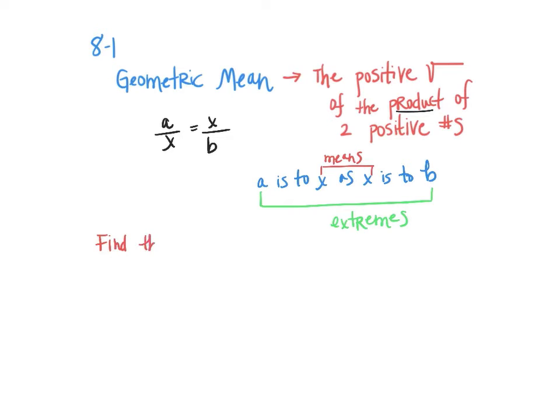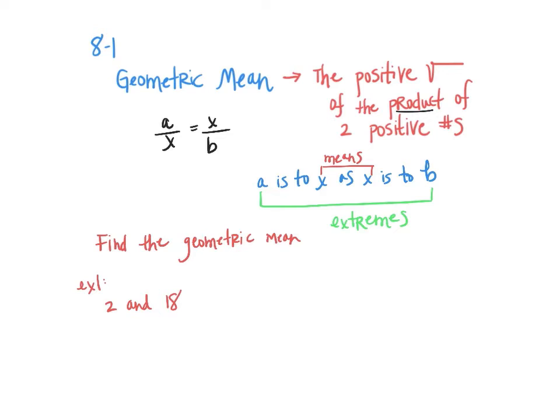So let's look at a problem that has actual numbers. Let's find the geometric mean between 2 and 18. So really what you're asking yourself is what number times itself equals 36. And how did I get 36? Because I just multiplied 2 times 18 together.